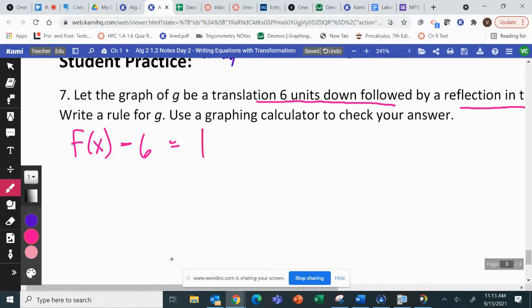Our f of x is absolute value of x for this one. So I take my absolute value of x, subtract 6. That's my h equation. That's my halfway equation. There's nothing really to simplify, but if so, I would do it here.